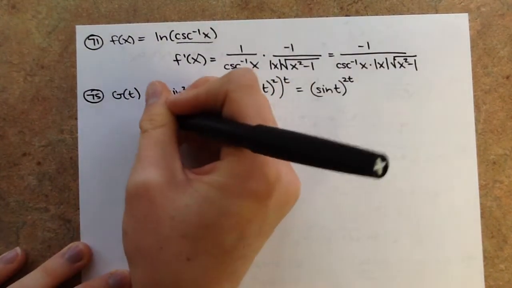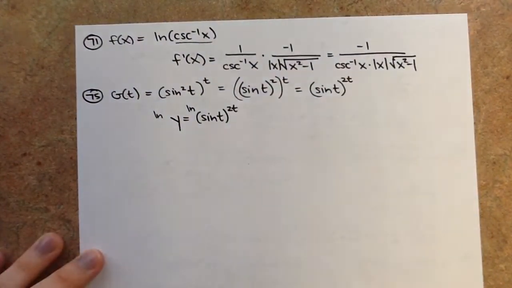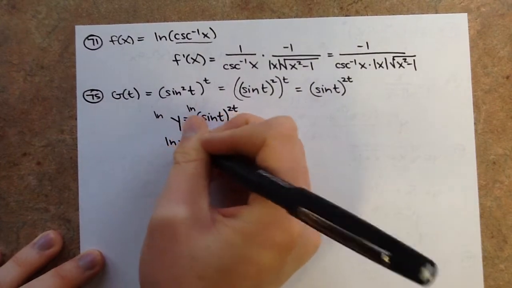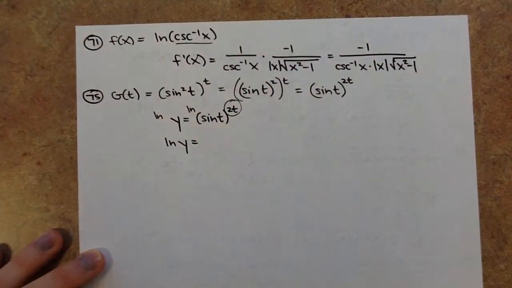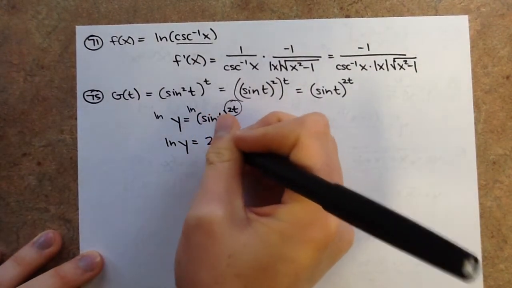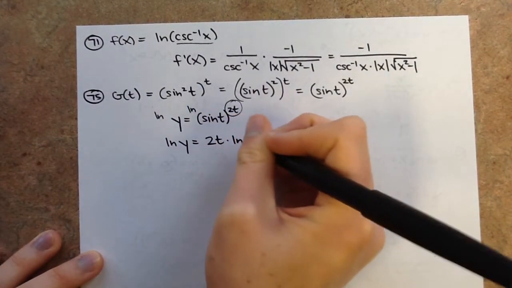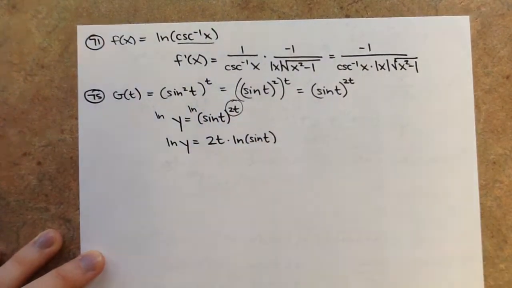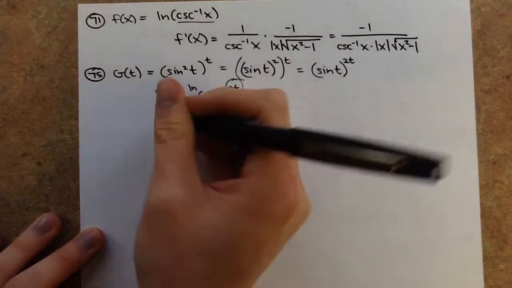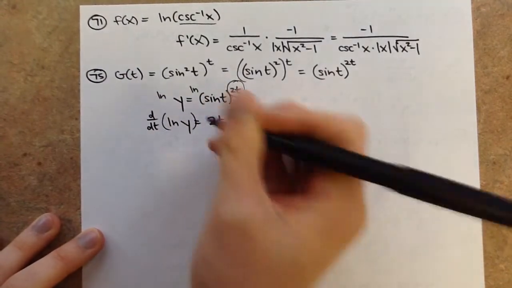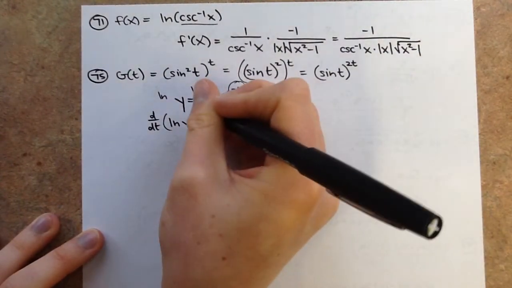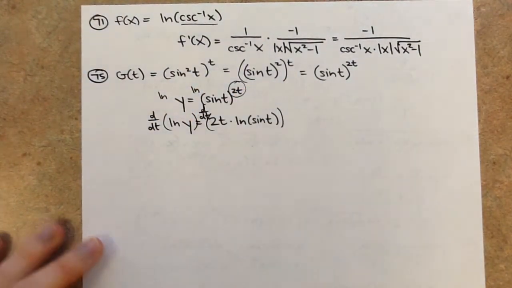Okay, so we start by taking the natural log of both sides. So the left just stays natural log of y. The right, we apply this property that says the power can come out front as a coefficient. Okay, and then I take the derivative of both sides. This time it will be with respect to t, because that is my independent variable over here. Still going to have some implicit differentiation involved.